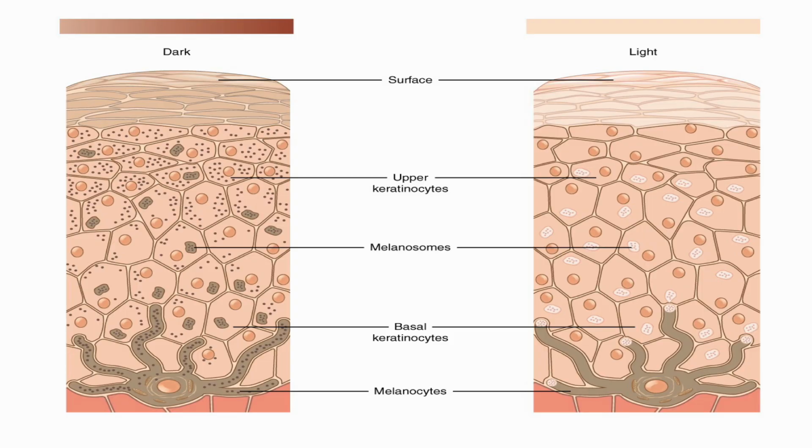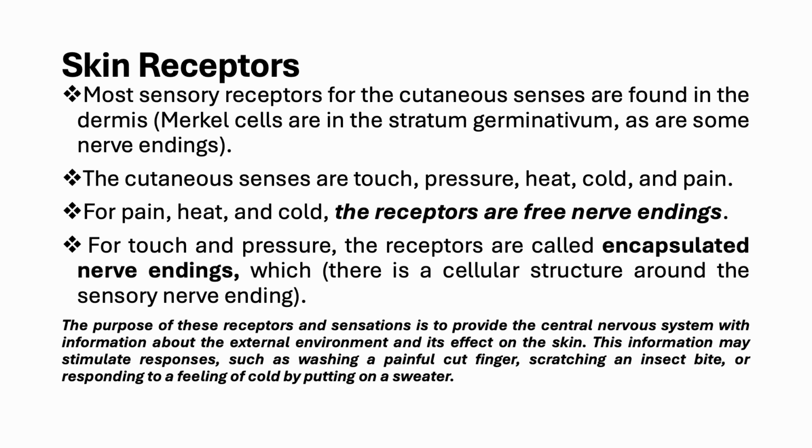As you can see, we have the skin surface. The melanin is increased in dark skin, and in light skin the melanin is reduced. So melanocytes are in the base, then it moves. It is transported by the melanosomes during the process of melanin production.